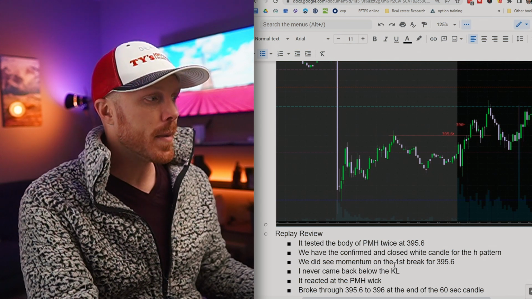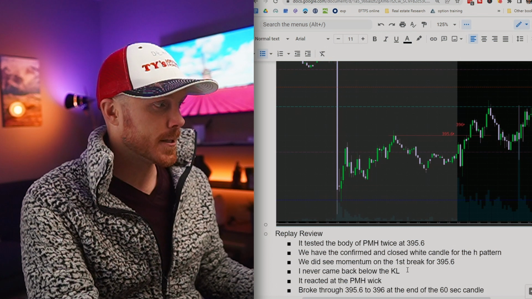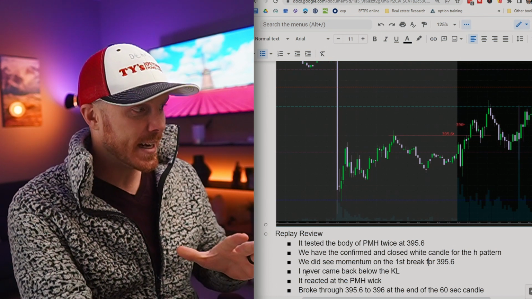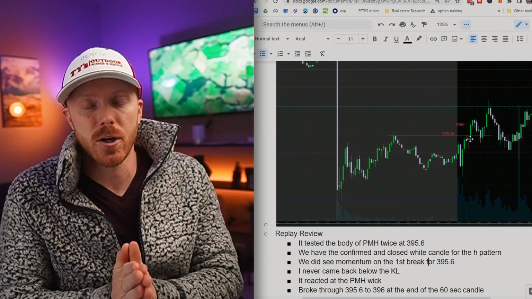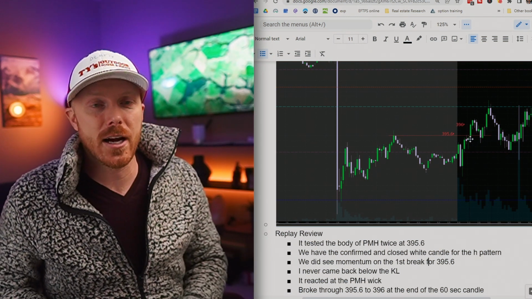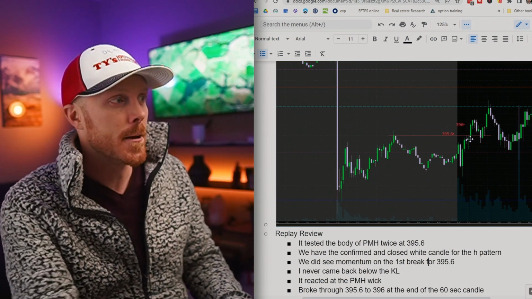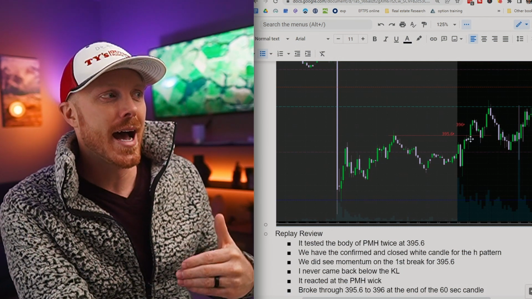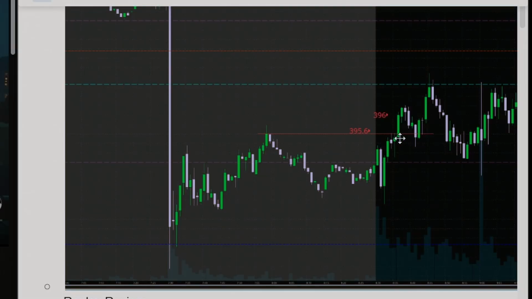We did see momentum break when it broke that 395.6, and when I looked at the data, at the live trading, it never came back down below that key level. This is a big deal because we don't want to get faked out. I hate being faked out. I've lost lots of money on fakeouts. So can we see a consistent pattern with it not violating this key level after it breaks through?